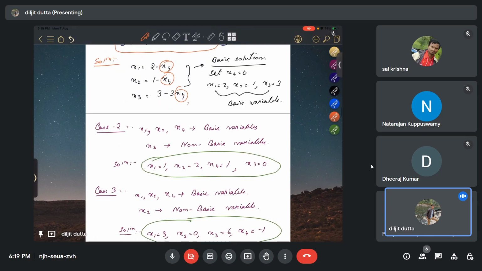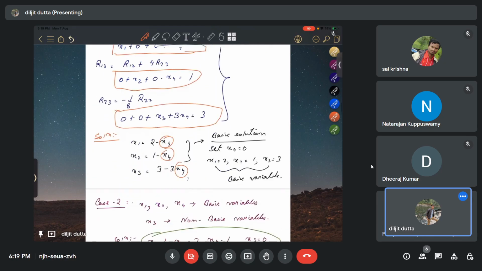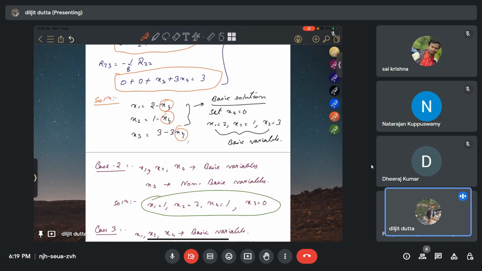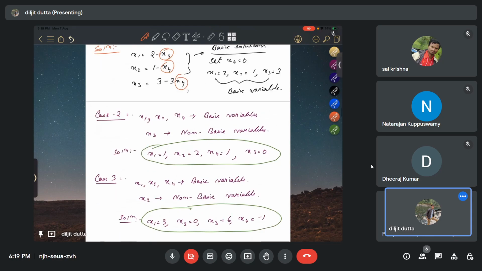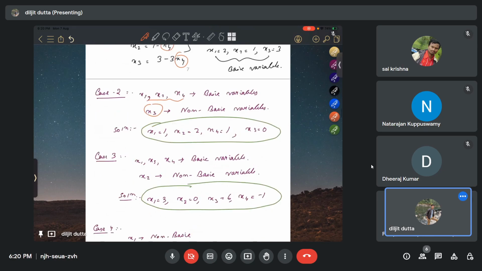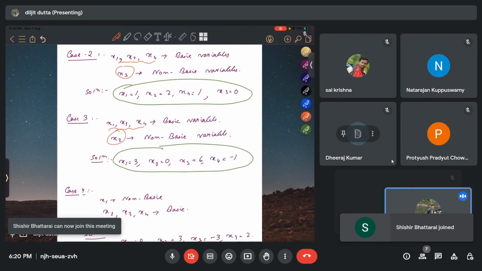So this was how we get a basic solution from a set of equations. Now in this first case we considered x4 as the non-basic variable, but we can also consider x3 or x2 or x1. If we take x3 as the non-basic variable and x1, x2, x4 as the basic variables, in that case we will obtain a slightly different solution. The solution will be x1 equal to 1, x2 equal to 2, and x4 equal to 1. Then in the third case, we can consider x2 as the non-basic variable and x1, x3, x4 as the basic variables.